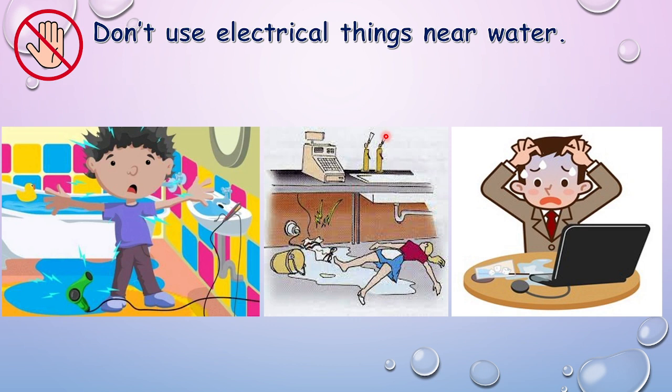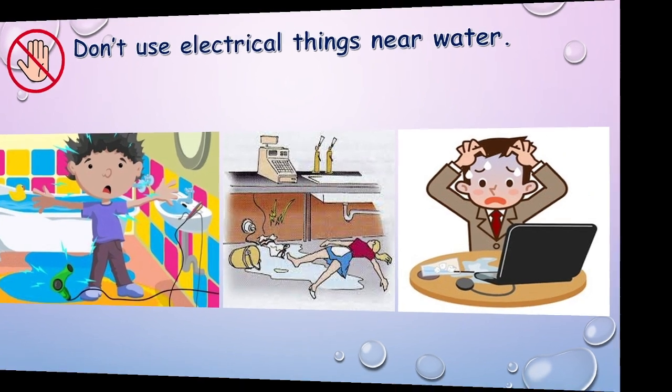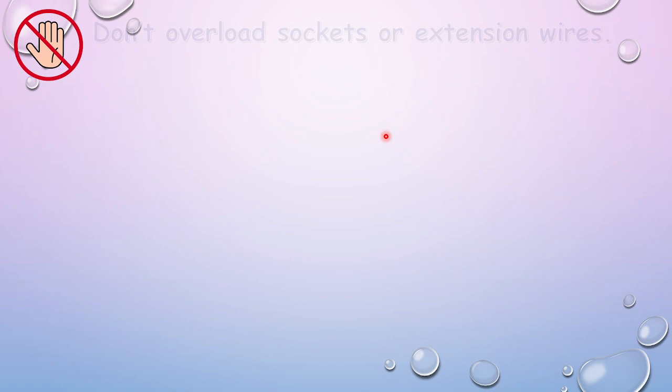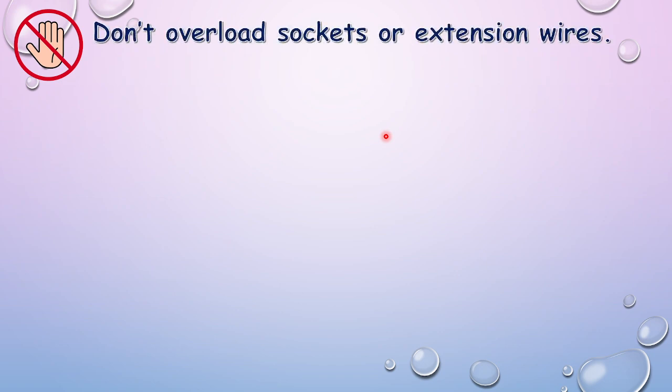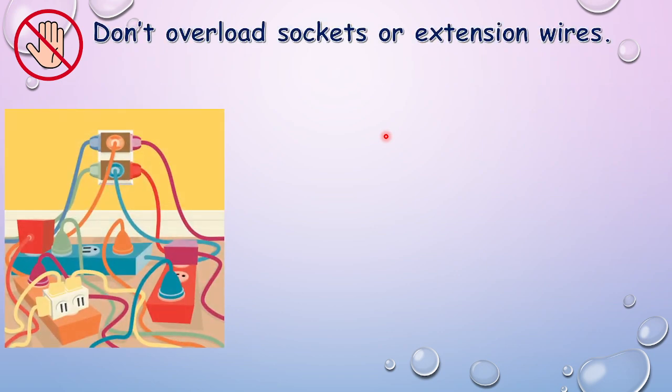If you use an extension wire, make sure to keep it properly, to put it in a safe place. Because sometimes you put it on the floor and then you walk with water and you spill some water on the floor. And the extension wire is on the floor. So it will go directly to the socket and then boom, right? Very dangerous.